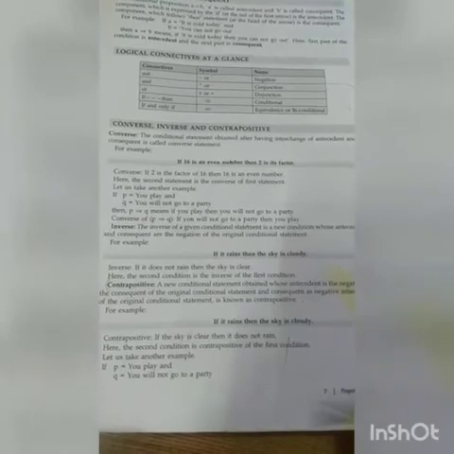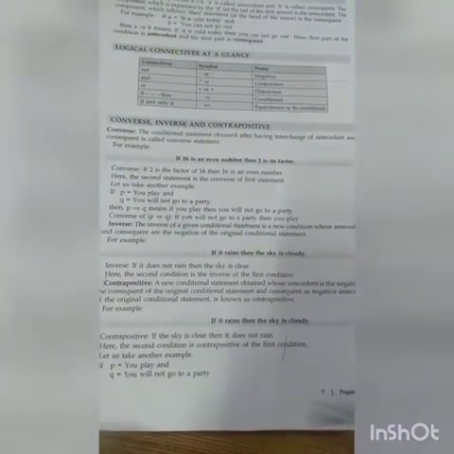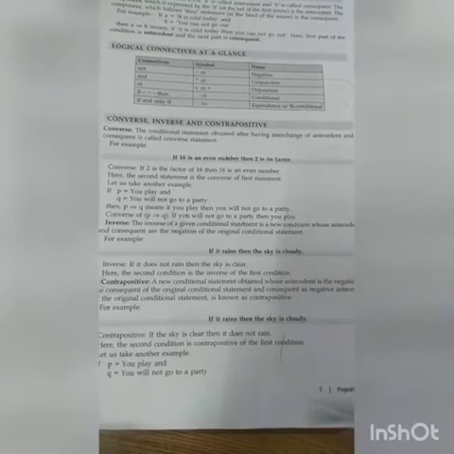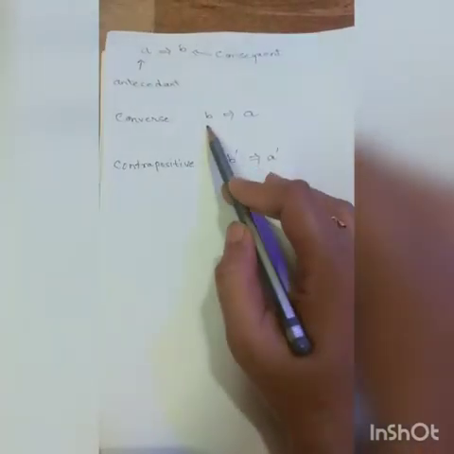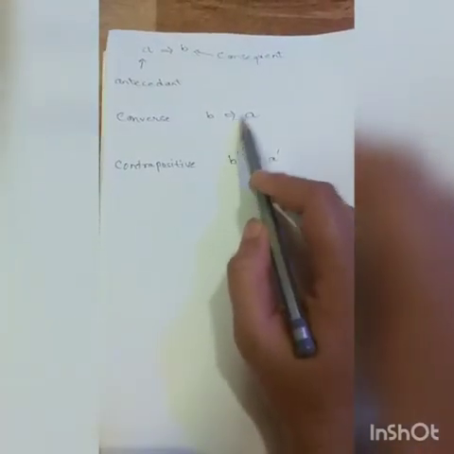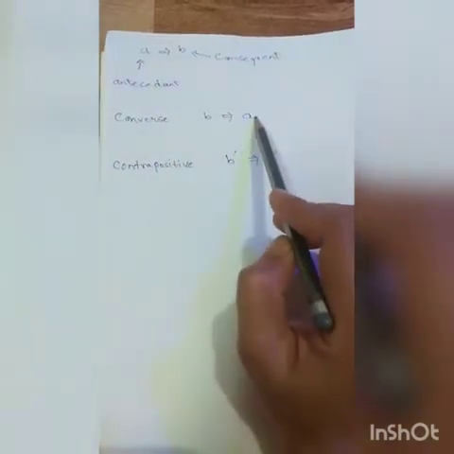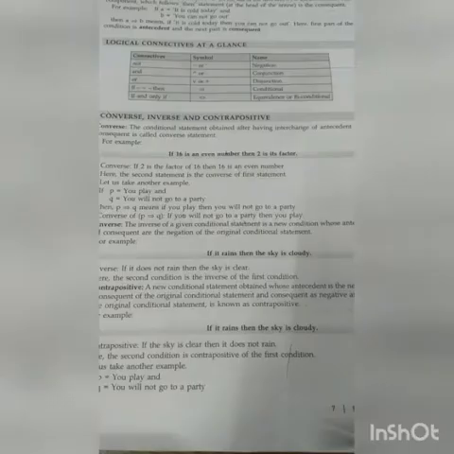On the basis of antecedent and consequent, we have three terms: converse, inverse and contrapositive. So when we are talking about converse, converse is the statement which is obtained after interchanging the antecedent and the consequent. So we can express converse as B implies A, that is, the antecedent is changed to consequent and the consequent is changed to antecedent. So let us see the example of this.